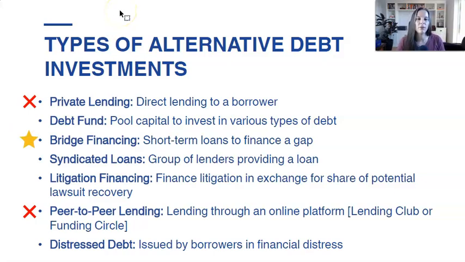So let's just talk a little bit about the different types of investments you can make in debt alternatives. The example I shared before is private lending. That's just where your uncle reaches out to you, wants you to loan him some money, or your friend Bob, as I mentioned. That's where you're going to directly lend to a borrower. Like I said, it's not publicly traded. Everybody can't do it. It's just whatever private arrangement.